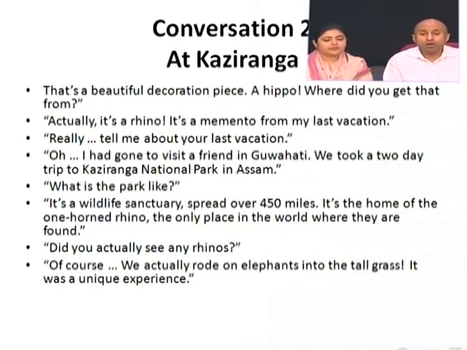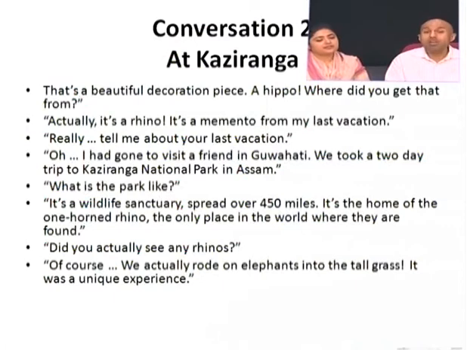And I said, "Oh, I had gone to visit a friend in Guwahati. We took a 2-day trip to Kaziranga National Park in Assam." What is the park like? Now what has happened is I gave her information where I went, who I went to visit. And so if she asked me about my friend, it would be too personal, because that's something that I have just by the way said. The only thing that she can ask me is about the national park. So make sure when you ask questions in a conversation, you don't ask too personal a question.